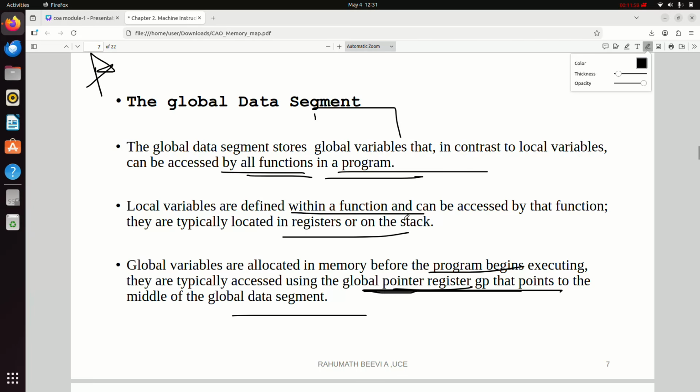Now global variables are basically allocated before the program even starts its execution. So using the global pointer you can basically access them. Okay, so these are the most important things that you have to remember about the global data segment.